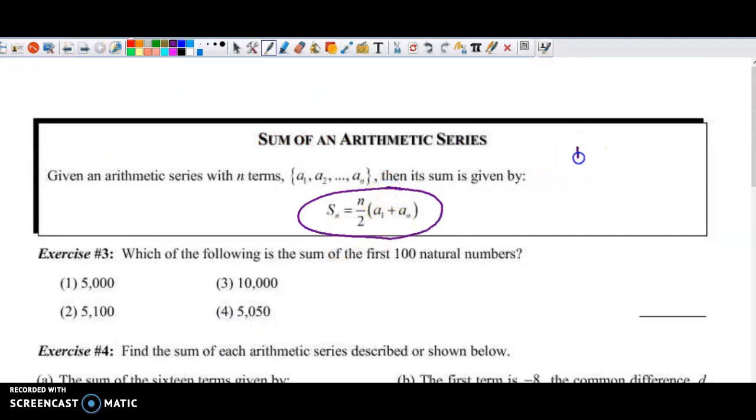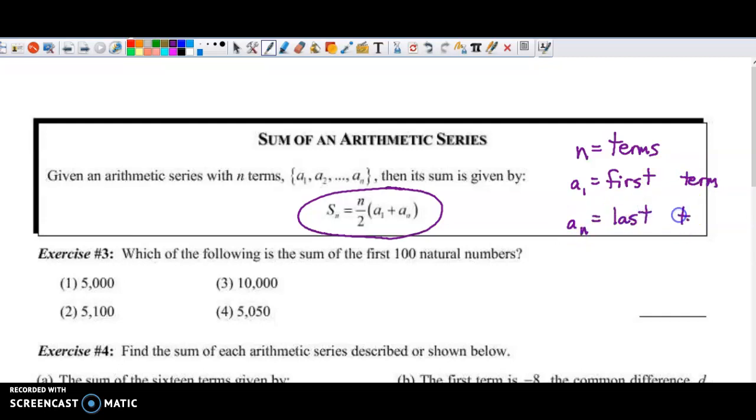So just a reminder, n stands for the number of terms. A sub 1 means the first term. And a sub n means the last term.